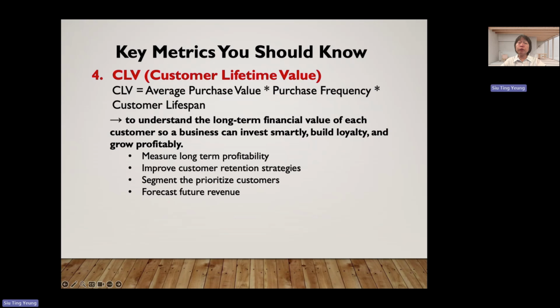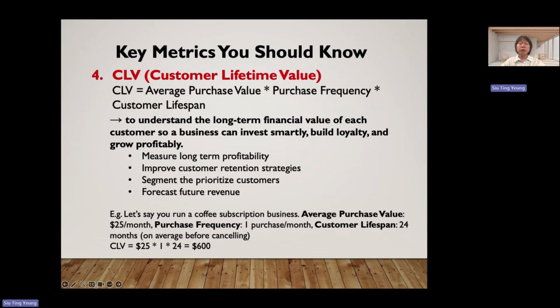And the advantage of using CLV is to measure long-term profitability, help improve customer retention strategies, segment the prioritized customers, and forecast future revenue.